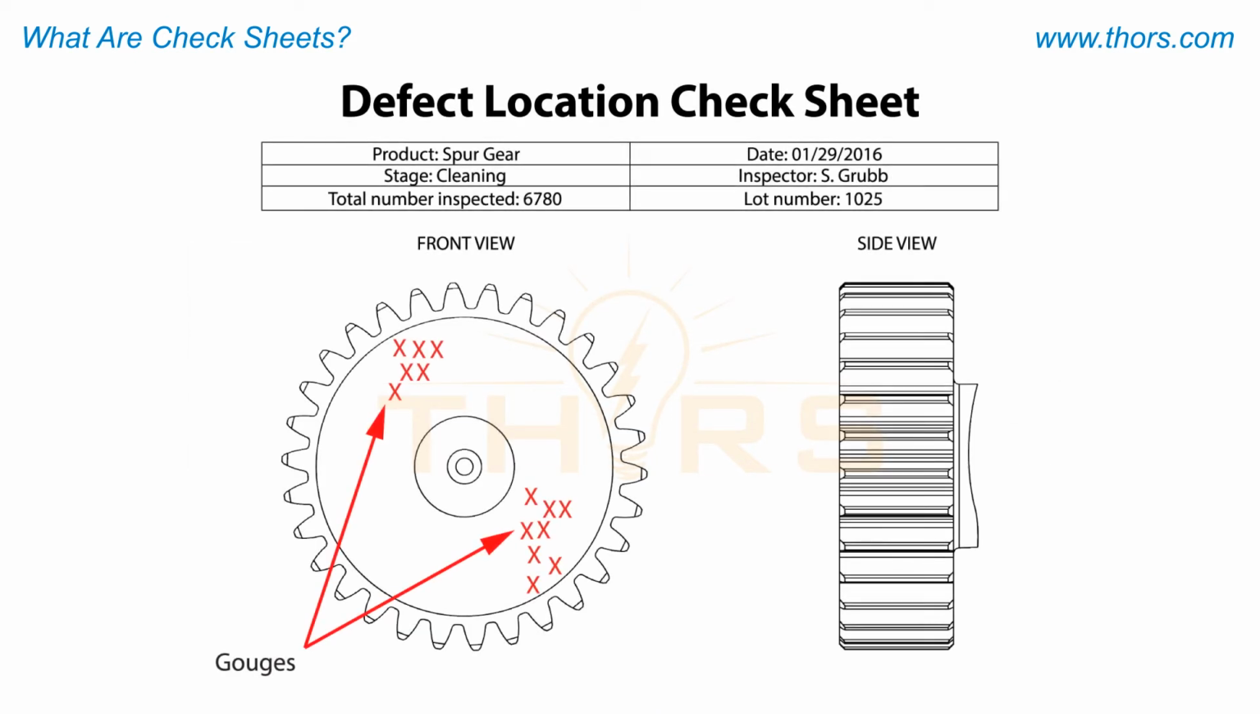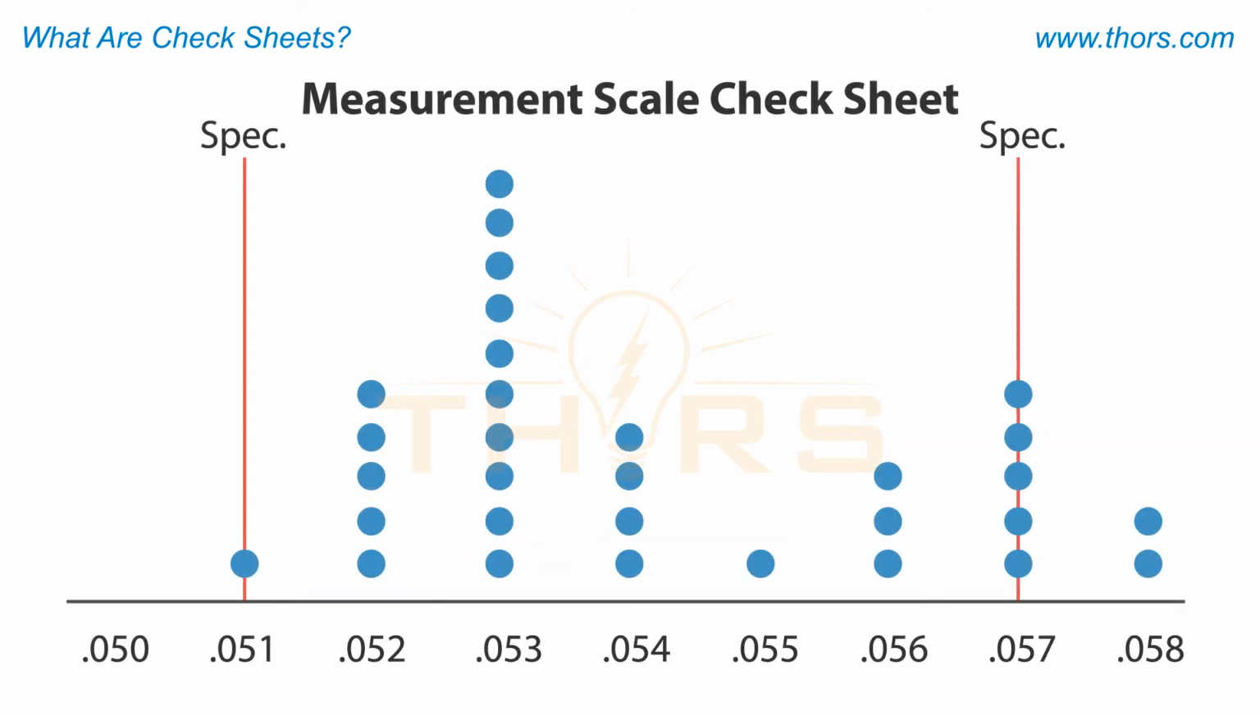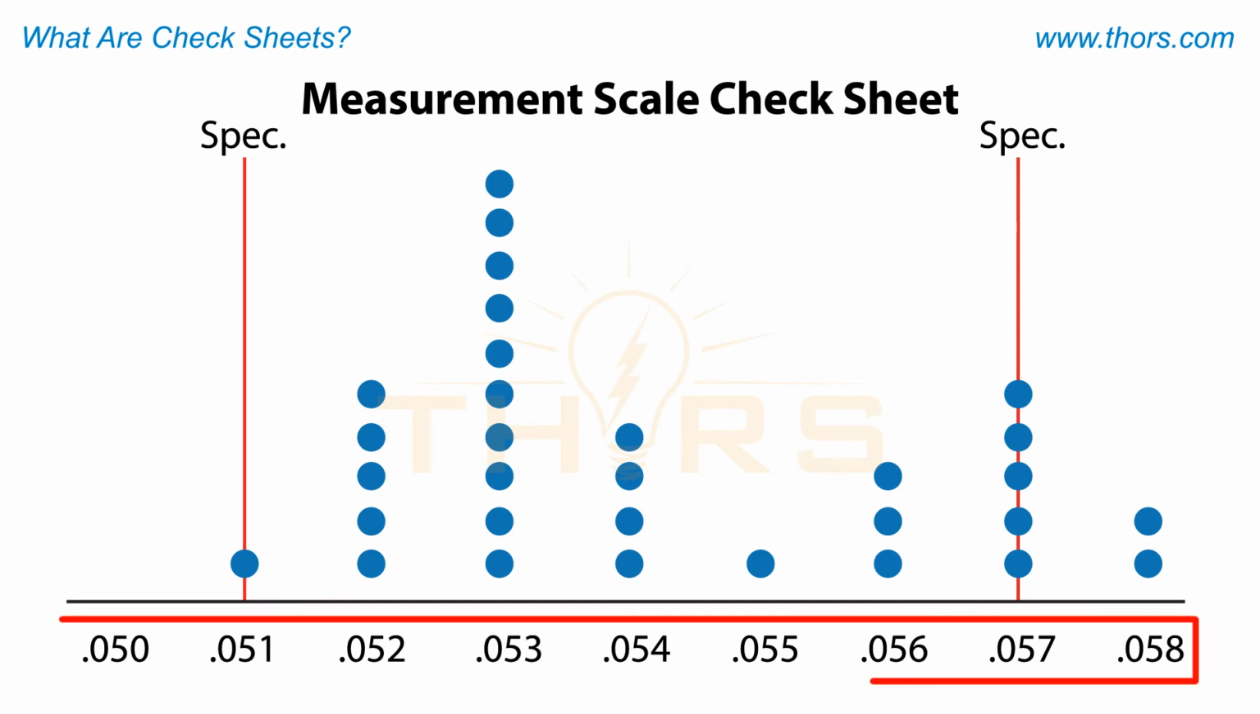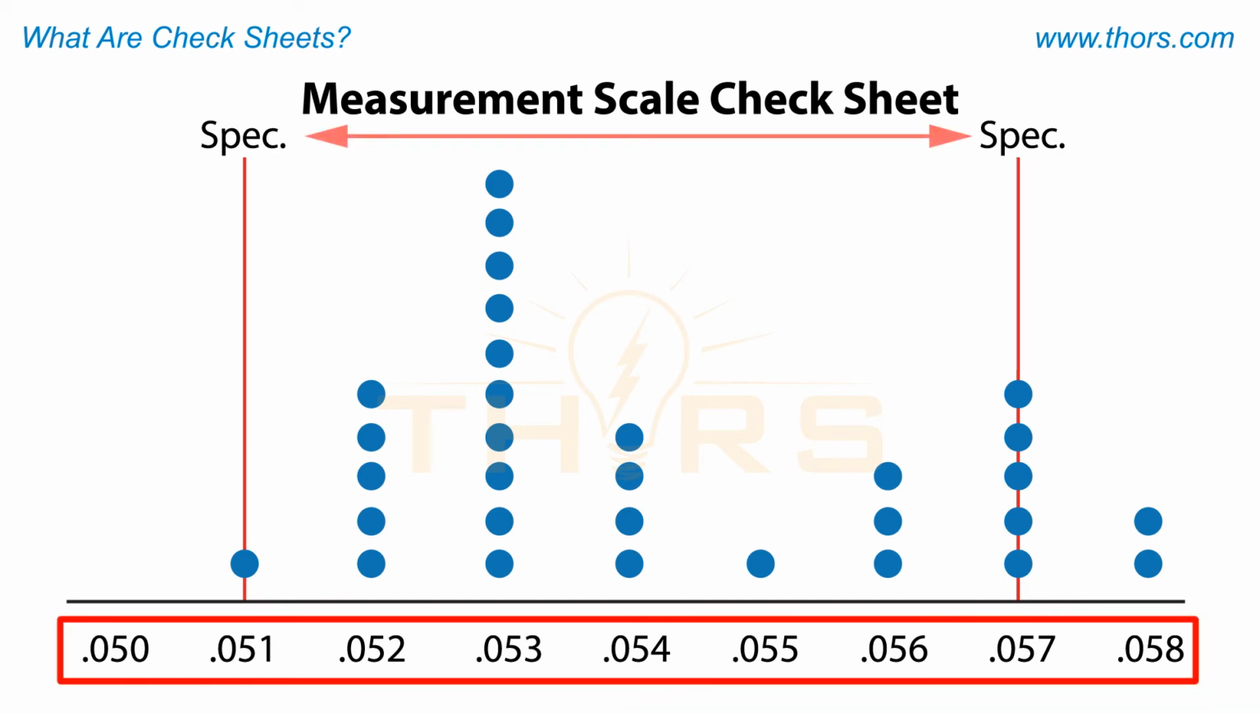Defect location check sheets focus on the location of the defects in a picture, illustration, or item that represents the part or product being manufactured. Measurement scale check sheets, also known as frequency distribution check sheets, look at continuous data that are grouped at different intervals between 2 specification limits.